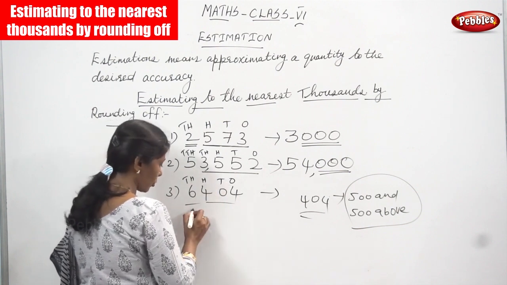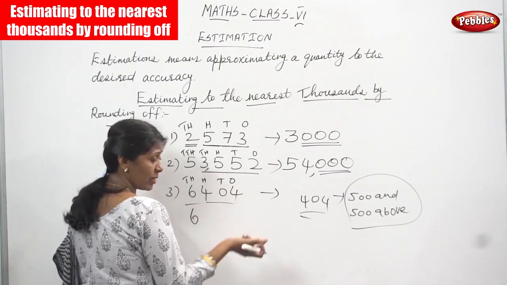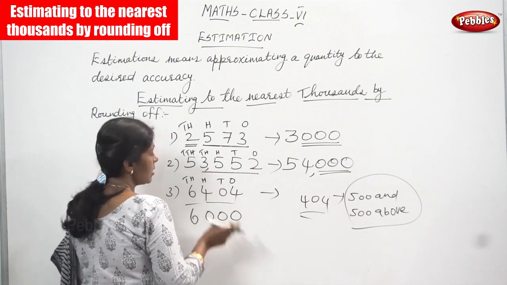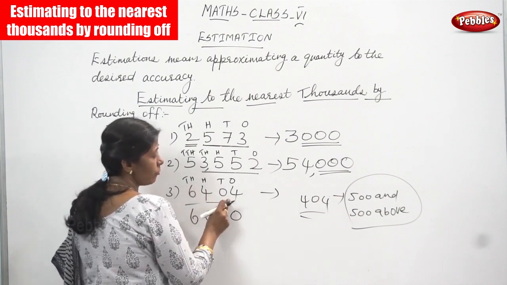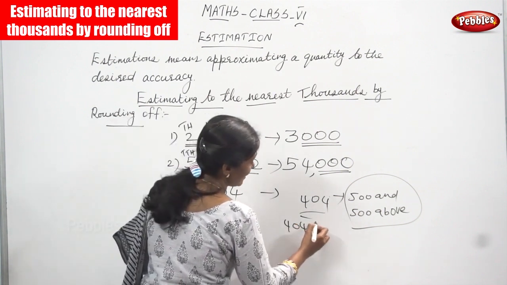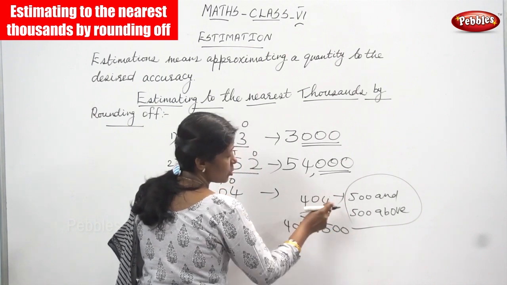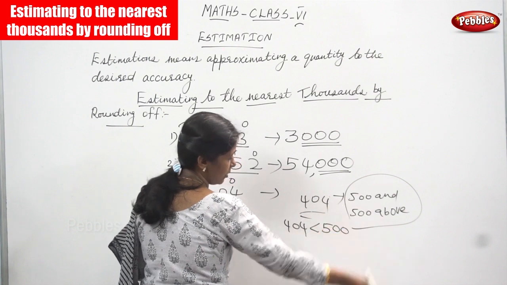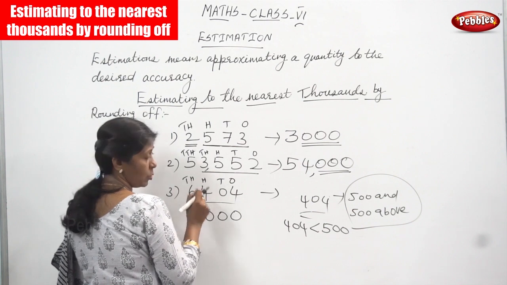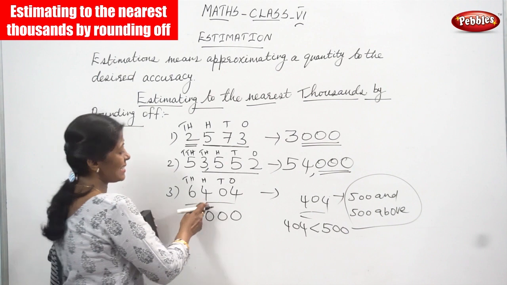You have to write 6 as it is, and the next 3 digits, otherwise you can call them the last 3 digits, you have to write as 3 zeros, because 404 is less than 500. So this 404 does not come under the rule of 500 and 500 above. If the number is 500 and 500 above only, you have to add 1 with the 1,000 place number. But you could not do this because this is less than 500.